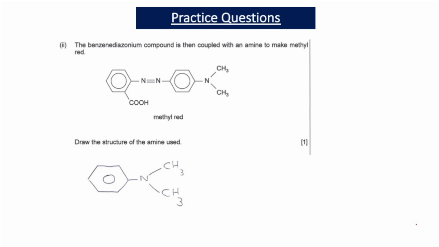So this question is asking you to draw the structure of the amine that would react with benzene diazonium chloride to form the azodimethyl red. So this amine would be a benzene ring bonded to a nitrogen with 2 CH3 groups attached. So if you drew that correctly, there is 1 mark for that question.